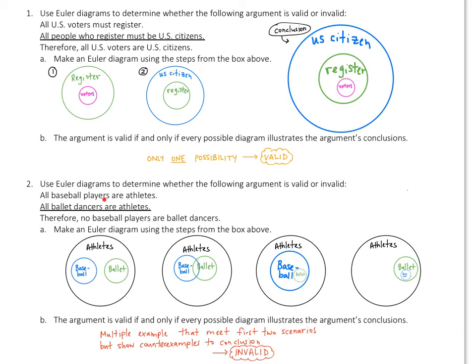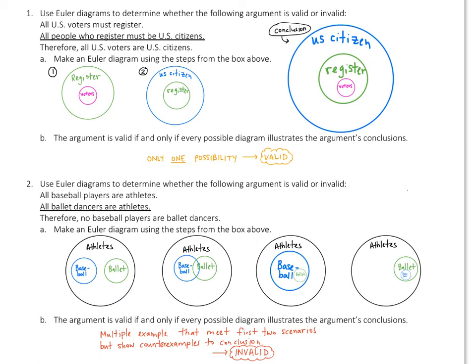Okay, so this first scenario, all baseball players are athletes. I drew a big circle for my athletes, and I put a baseball player inside. Then all ballet dancers are athletes. Well, I can use the same thing, and then my ballet dancers. So my conclusion is no baseball players are ballet dancers. Well, that's what they're looking for, this Euler diagram, but can I come up with a counterexample to this statement that still holds my two premises true?